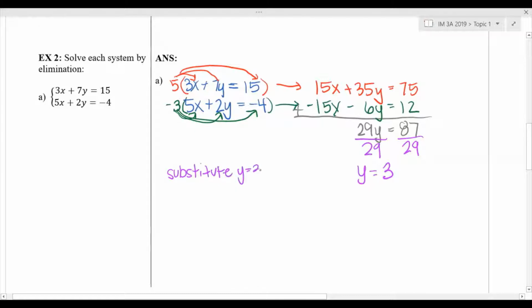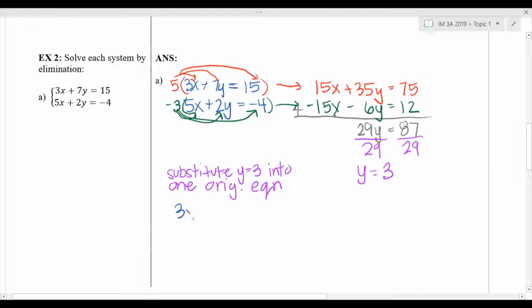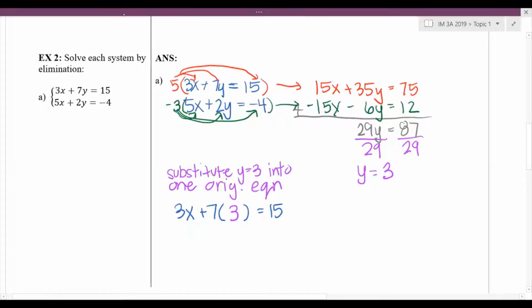Y equals 3 into one original equation. Okay, so it doesn't matter. I'm just going to pick the first one. So we're going to take the 3x plus 7y equals 15, and we're going to substitute 3 into the place for y in that original equation. So it's going to be 3x plus 7 times 3 equals 15.